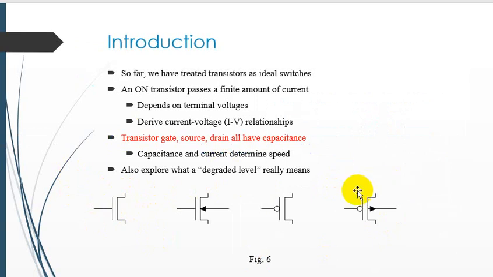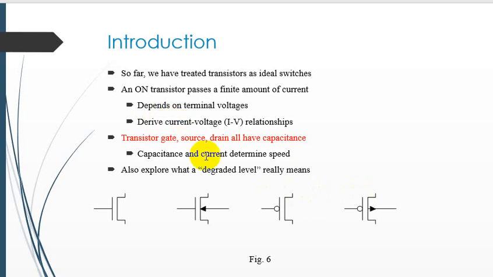So far we have treated the transistor as an ideal switch. Then we can suppose that in the on transistor state it passes a finite amount of current. It all depends on the terminal voltage, and with the help of it we will derive the IV relationship.